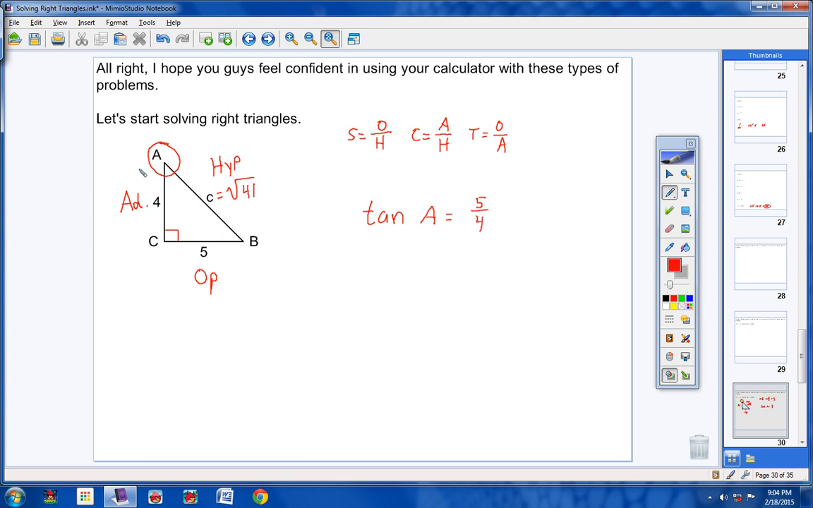Now let that sink in, okay? Look that over carefully. We knew we were missing an angle, okay? So I said tangent of angle A equals, and then what does tangent of an angle equal? Opposite over adjacent, so 5 over 4. So now I can find this angle. Remember, I'm missing an angle, correct? So what button do I use on my calculator when I'm missing an angle? Inverse tangent. So you would type in inverse tangent.